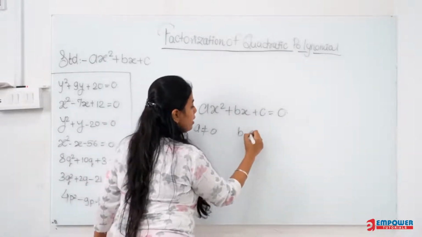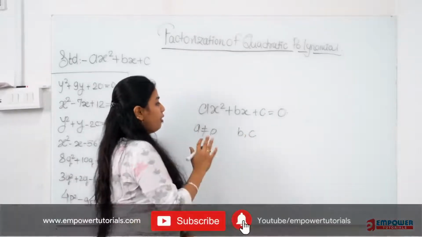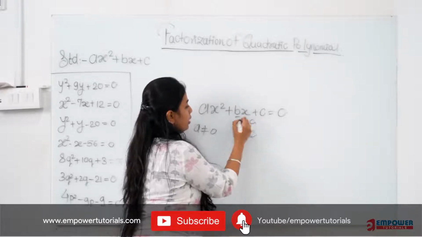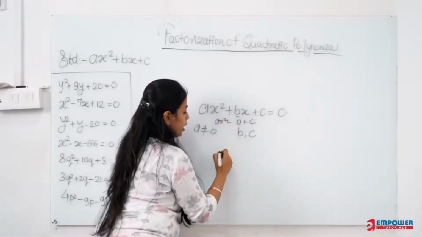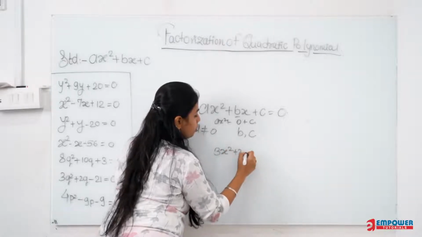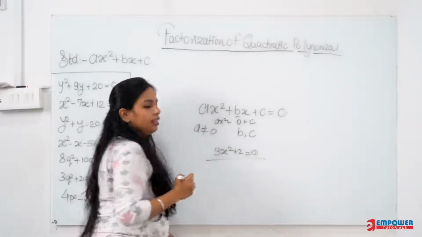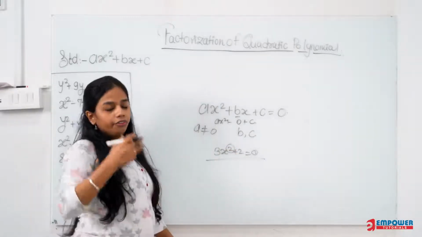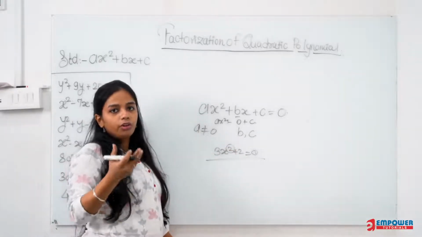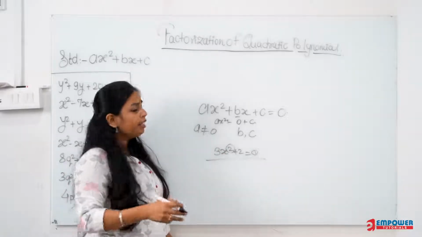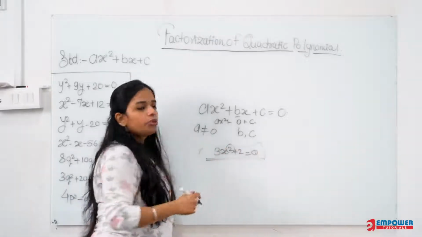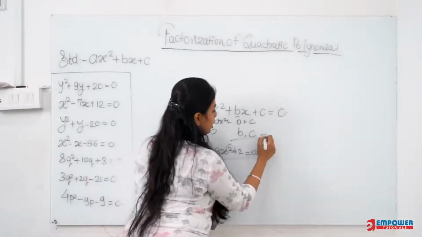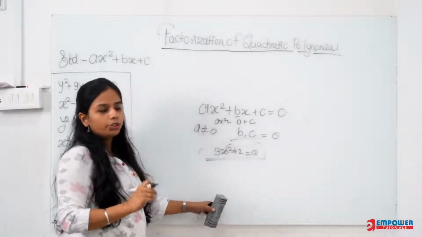Here b and c can be 0. If b is 0, this will be ax square plus c. So you will have something like this, 3x square plus 2 is equal to 0. Can I consider it as a quadratic polynomial? Yes, because the highest power of the variable is 2, right? So the degree of the polynomial is 2, I can consider it a quadratic polynomial. So b and c can be equal to 0, but a should not be equal to 0.